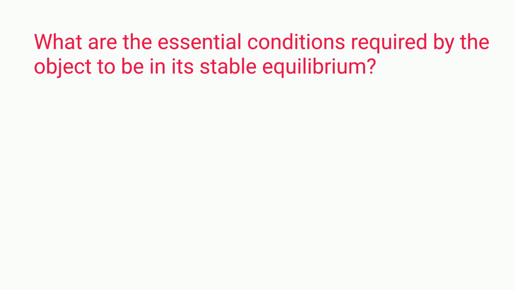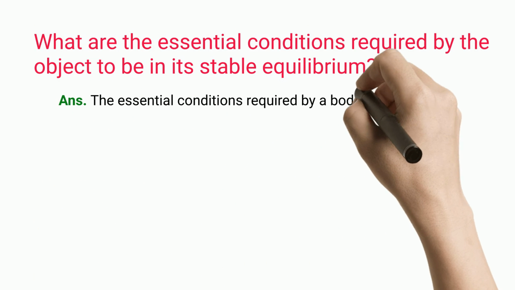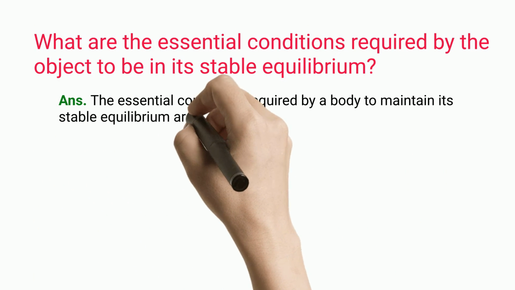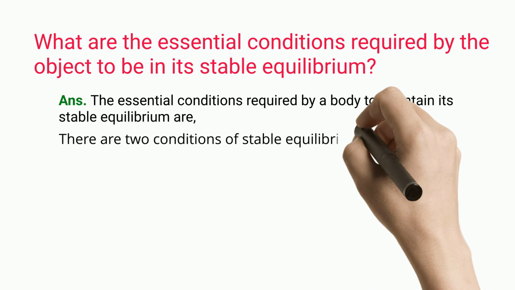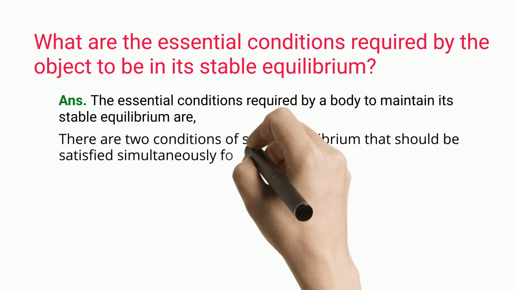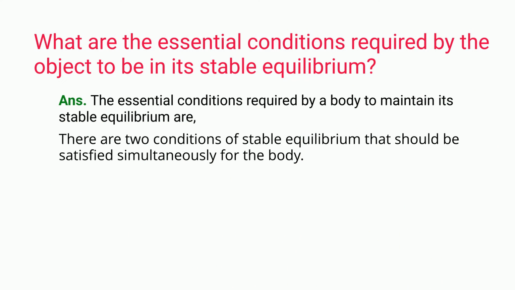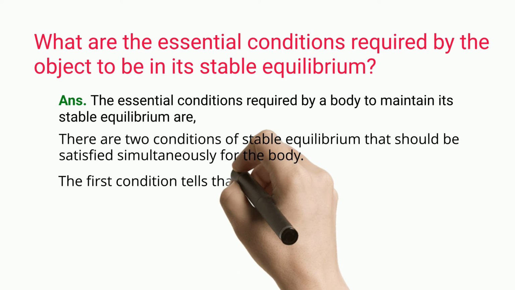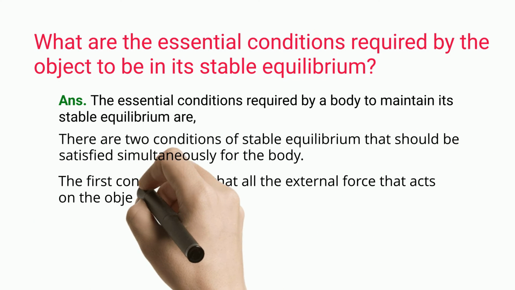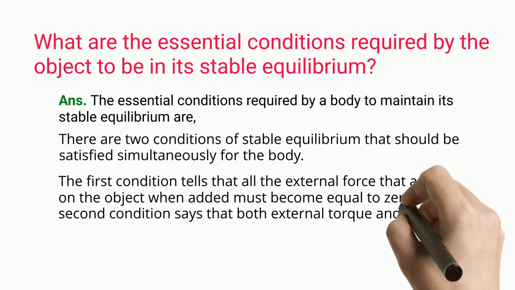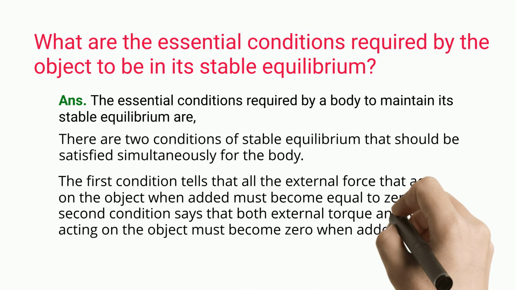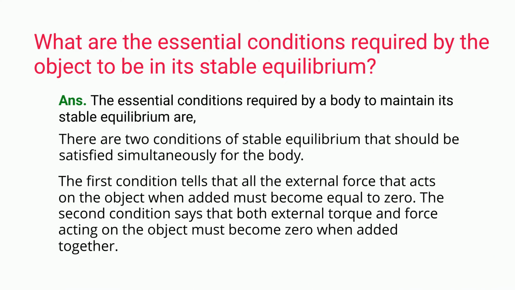What are the essential conditions required by the object to be in its stable equilibrium? The essential conditions required by a body to maintain its stable equilibrium are: there are two conditions of stable equilibrium that should be satisfied simultaneously for the body. The first condition tells that all the external forces that act on the object, when added, must become equal to zero. The second condition says that the external torque acting on the object must also become zero when added together.